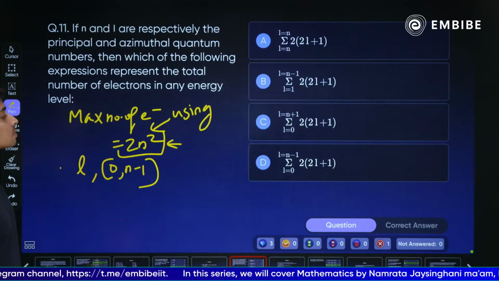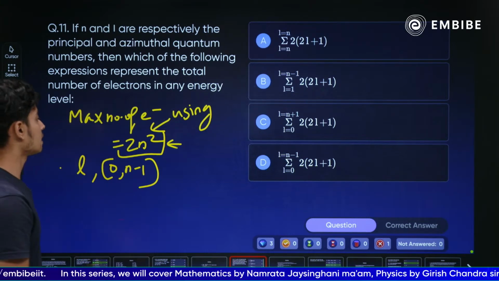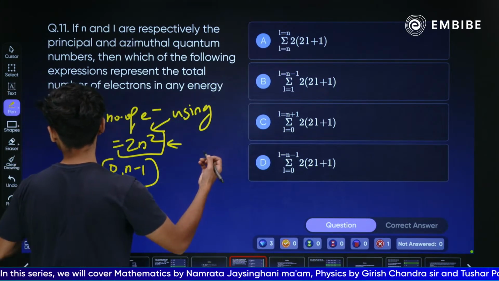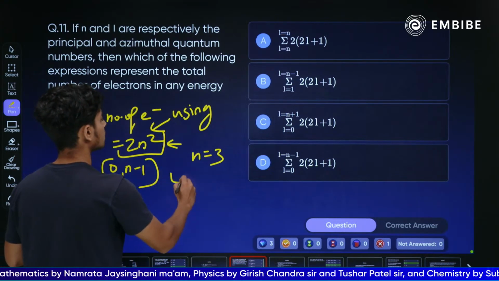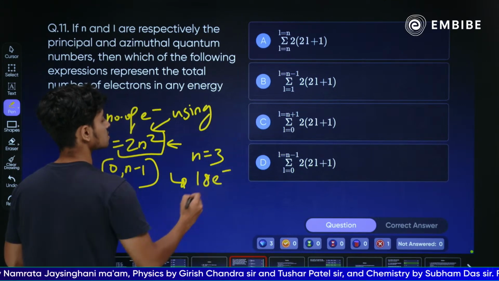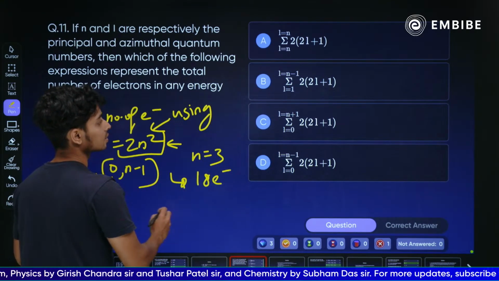L can have values from 0 to n minus 1. If I take n equal to 3, I'll just do reverse solving. N equal to 3 gives 2n square, which is 18 electrons. If I choose option D.